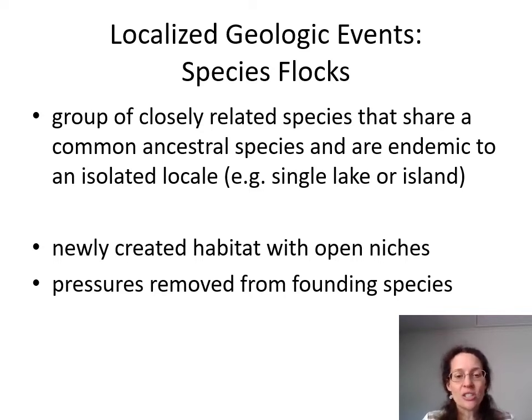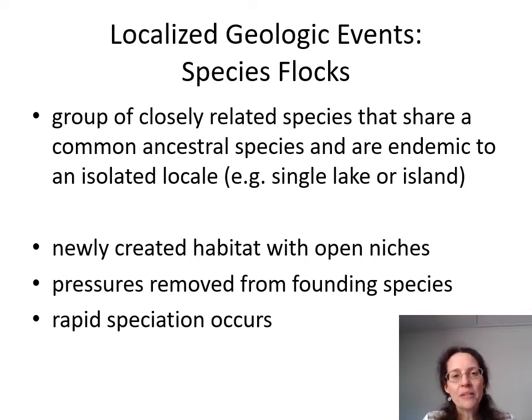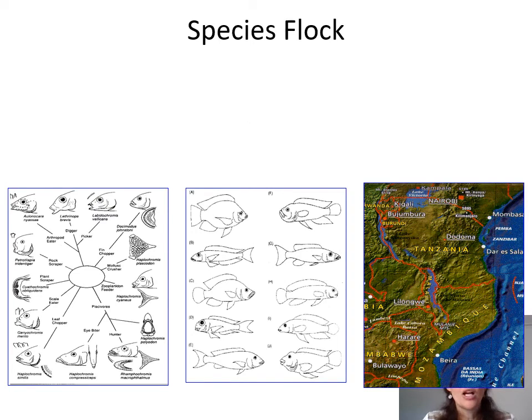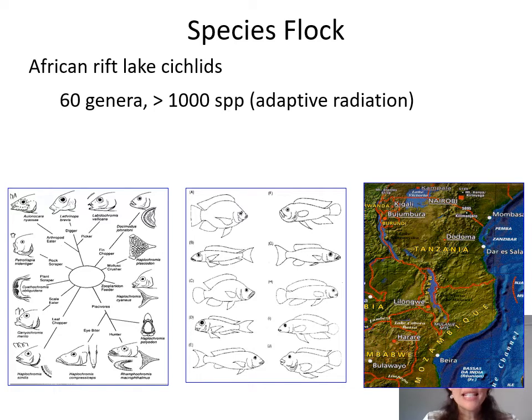We see this with fishes. And when it happens, we get rapid speciation occurring. It's just this explosion of several descendant species from that original founding species. The best example of species flocks for fishes are the rift lakes in Africa and the cichlids. Cichlids are just amazing. We have 60 genera of cichlids, over 1,000 species. We can't even give it a number because they keep finding new species.